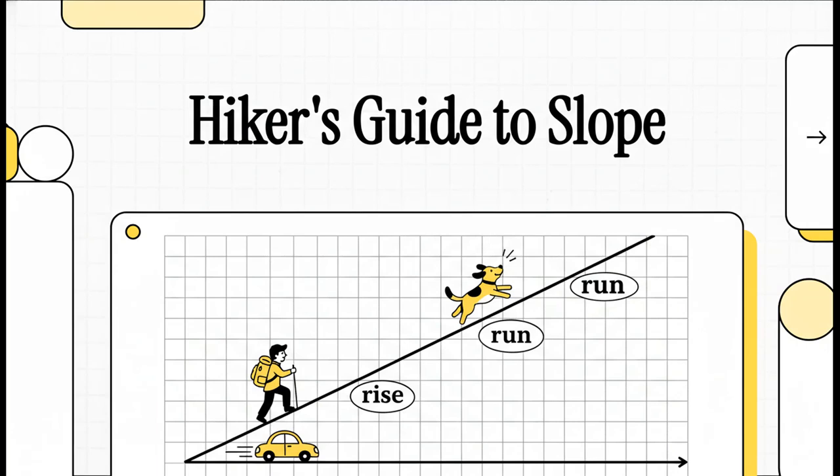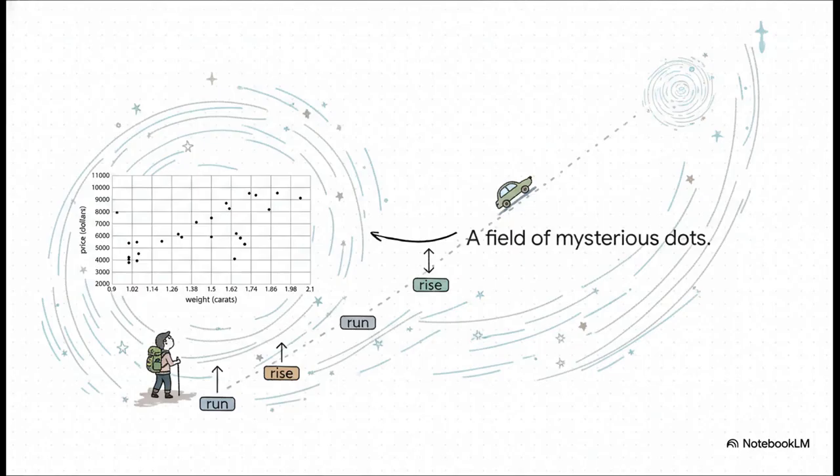Welcome to the Hiker's Guide to Slope. All right, we're going to go on a little adventure today to see how a simple path on a map, or a line on a graph, can tell a really powerful story about how different things in our world are connected. Okay, let's dive right in.